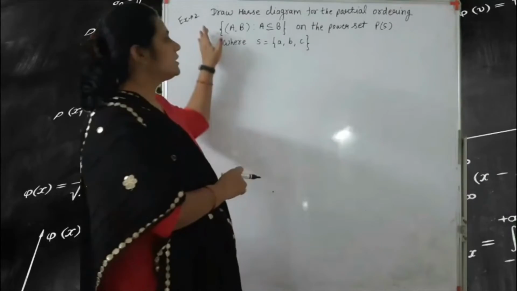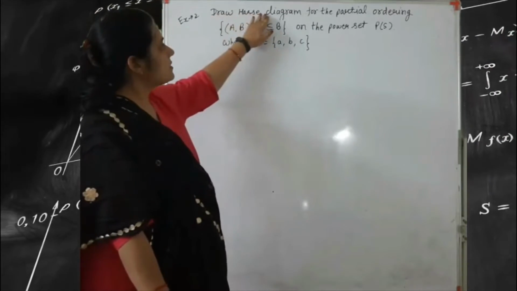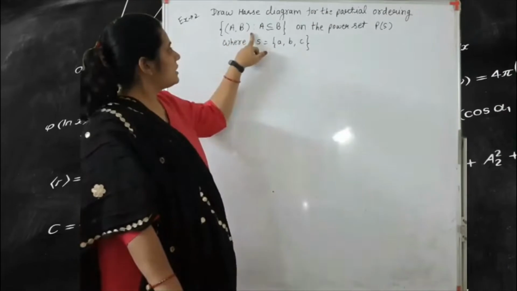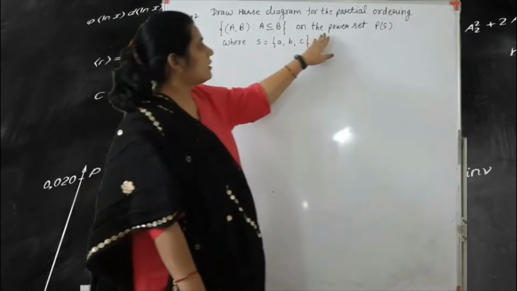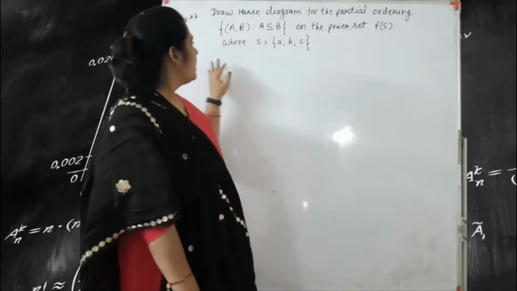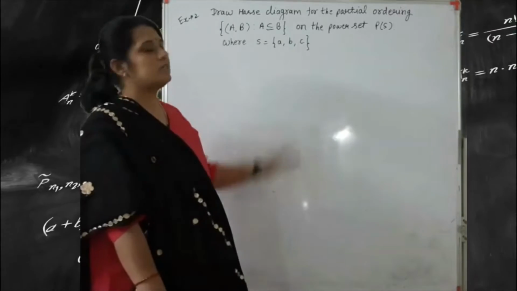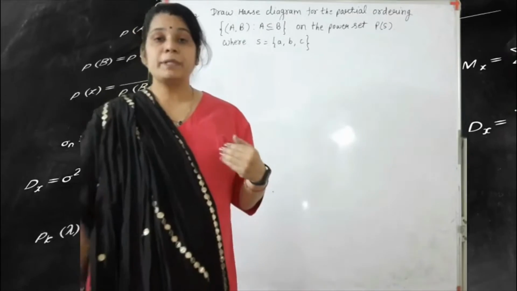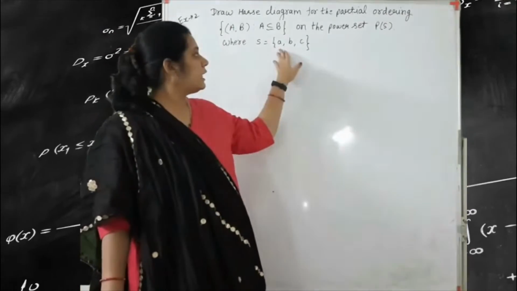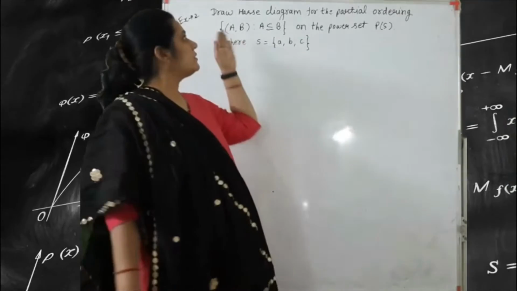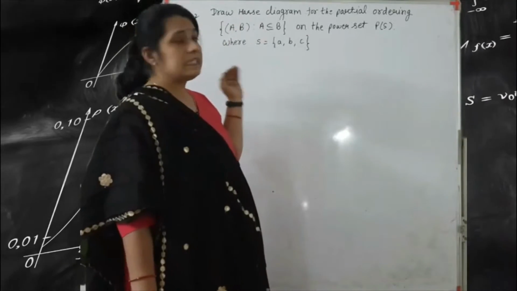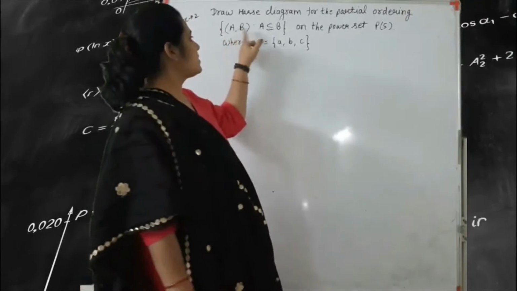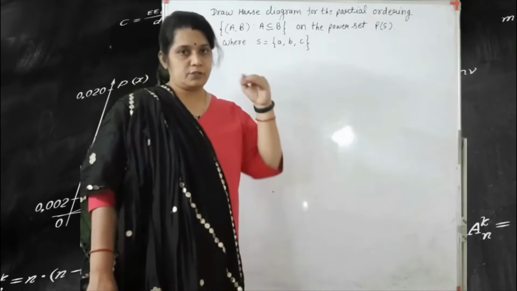Next example, with the help of Hasse diagram, draw the Hasse diagram for the partial ordering (A, B) such that A is a subset of B on the power set P(S). Okay, and we are given here set S is equal to {a, b, c}. That means we draw the Hasse diagram, but here the set S is given as {a, b, c}. Okay, and we draw the Hasse diagram, and the condition is what? The relation is given according to the power set. Okay, and the relation is this: A is a subset of or equal to B.